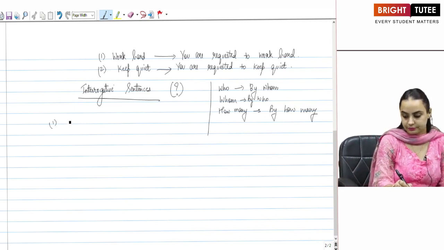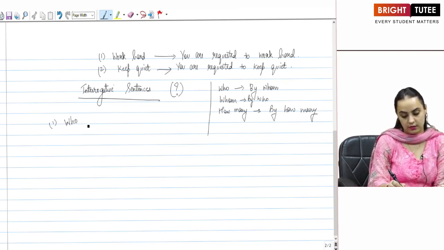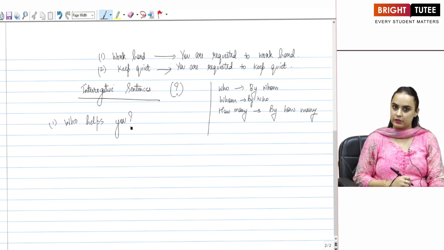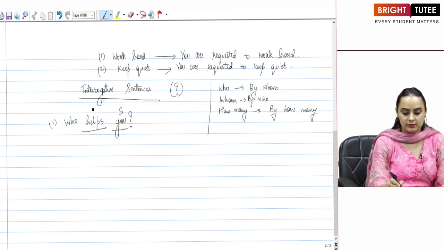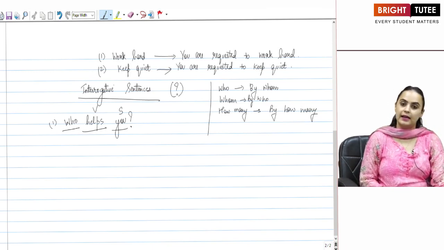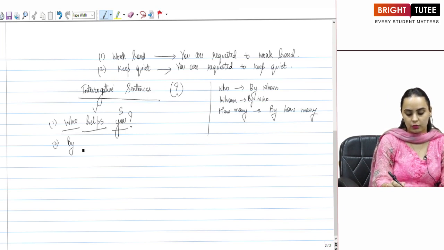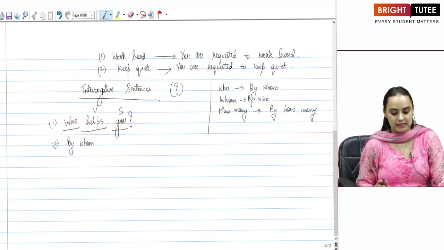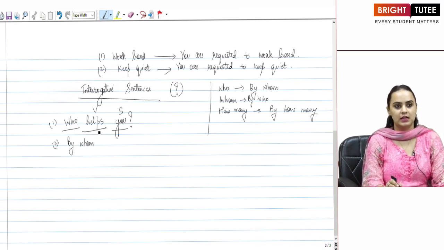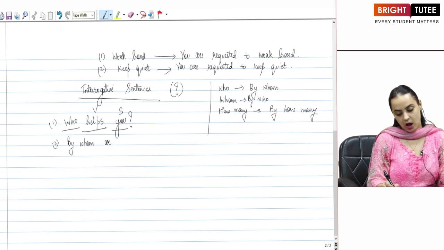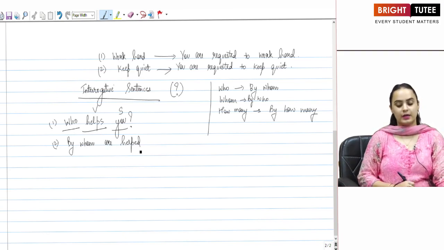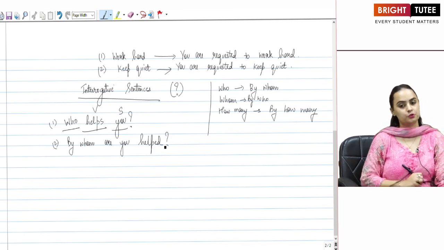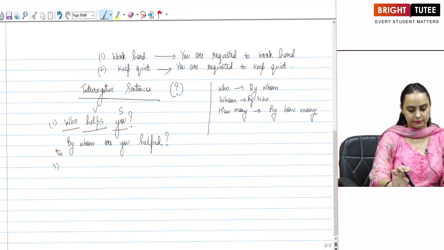For example, who helps you? This is the question. You is my subject, this is my verb, and this is my question word. Like I told you, who changes to by whom. Now the rules of changing the verb are going to remain the same. Helps is in simple present tense. So helps changes to are helped. So by whom are you helped? Question.